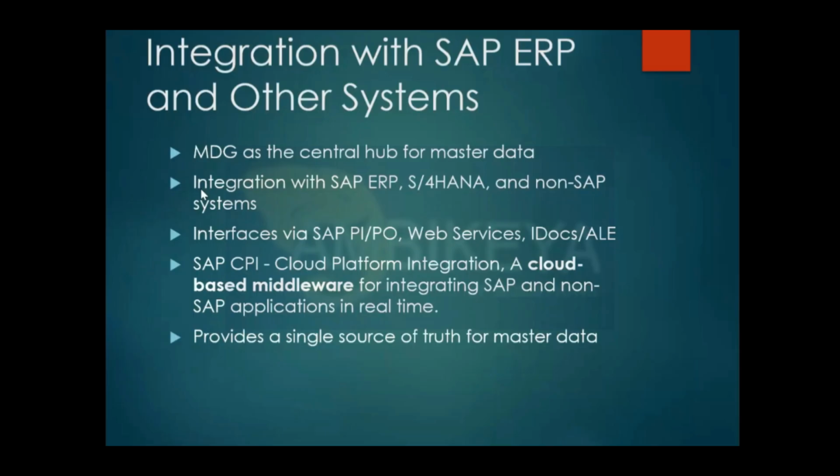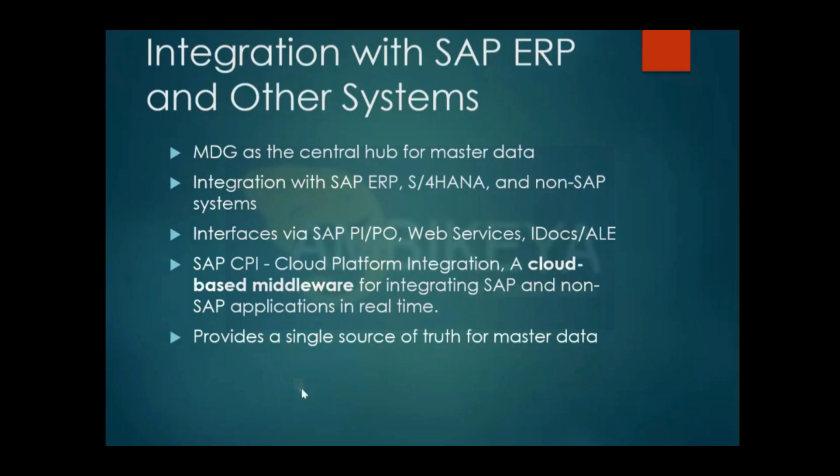When we are sending the data, we send from MDG to an SAP or non-SAP system. But when we are pulling the data, we can have the data from a non-SAP system to an SAP system also. So these are the interfaces: SAP PI, PO, web services, iDocs, and SAP CPI. These are the interfaces we generally use to connect SAP systems with other SAP or non-SAP systems.